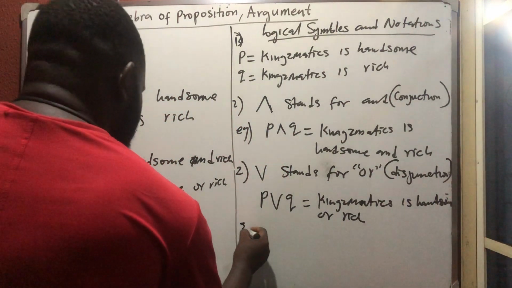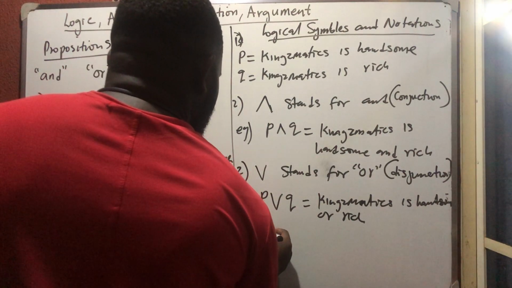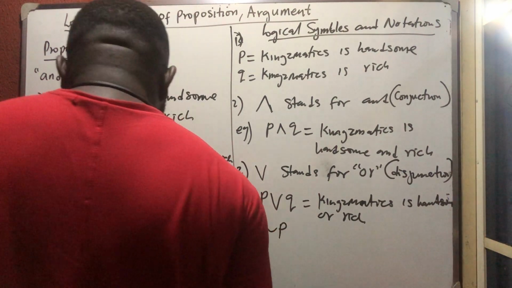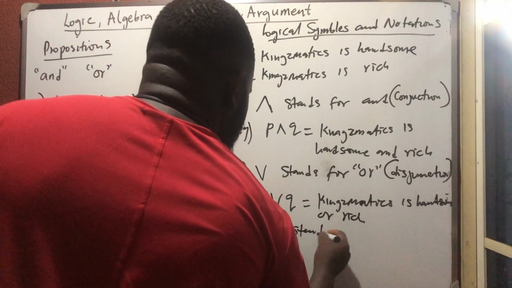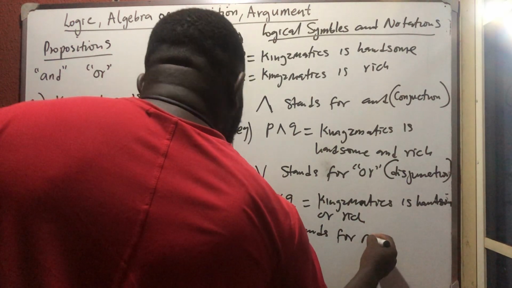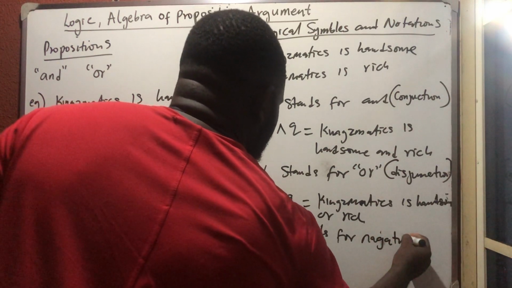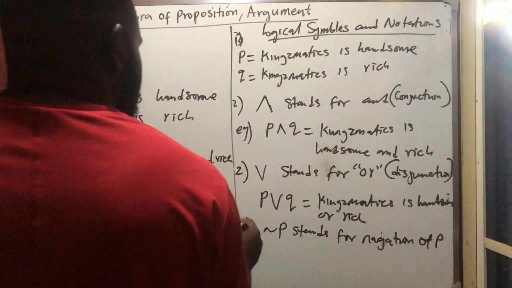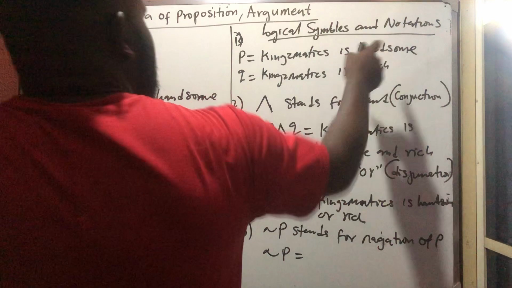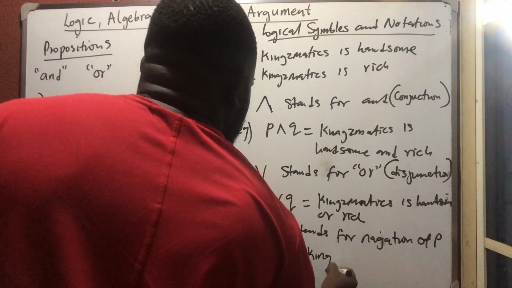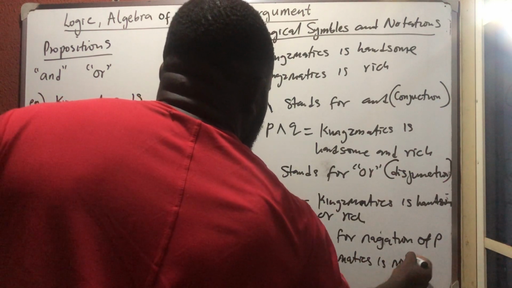The next one you look at is negation. We use this symbol to stand for the negation, negation of P. Which means if I do this to P, it means the negative of P. Since I say Kingsmatics is handsome, the negation means that Kingsmatics is not handsome.